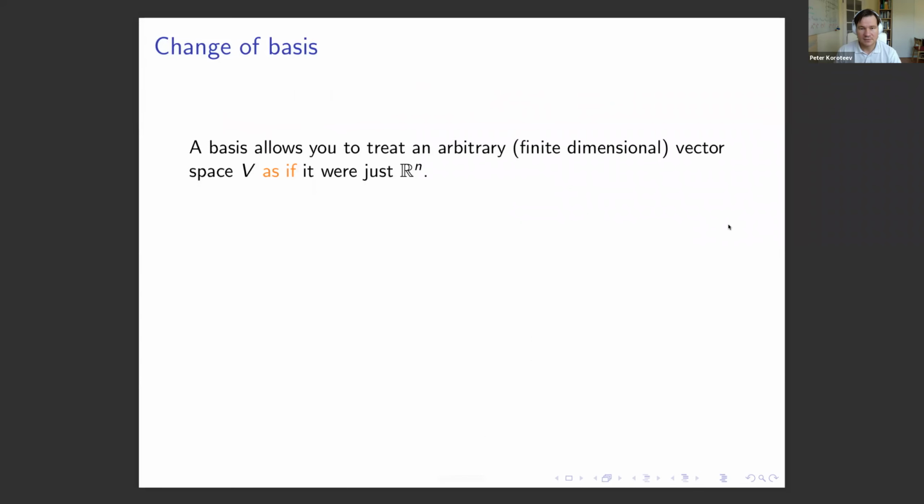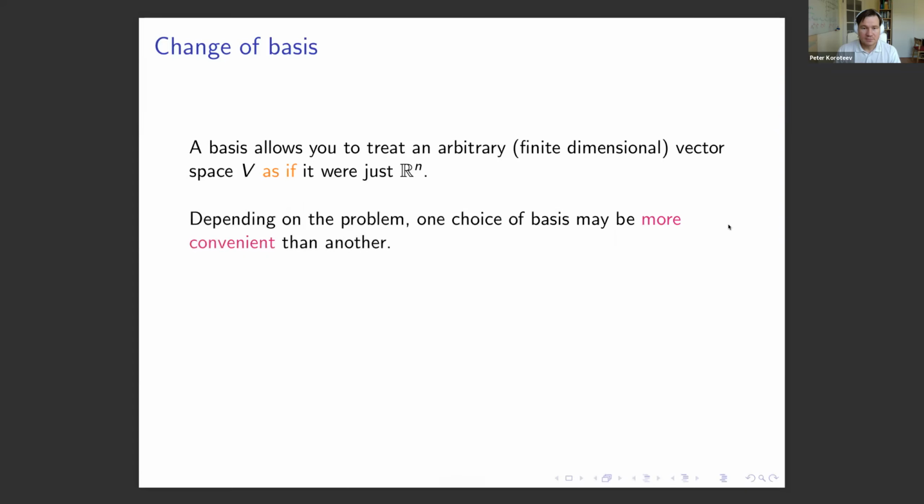Now, a basis allows you to treat an arbitrary vector space, assuming it's finite dimensional, as if it were just R^n, and use matrices to parameterize them. So depending on the problem, one choice of basis may be more convenient than the other. So we want to be able to change basis at will.